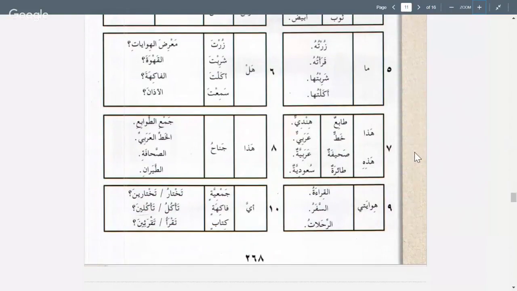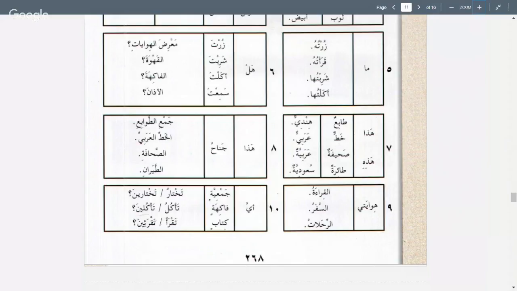هذا طابع هندي. This is an Indian stamp. Good. هذا خط عربي. This is an Arabic script. Very good. هذه صحيفة عربية. This is an Arabic newspaper. هذه طيارة سعودية. This is a Saudi airline. Airplane. Very good.